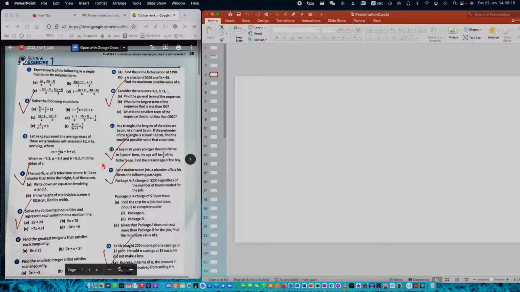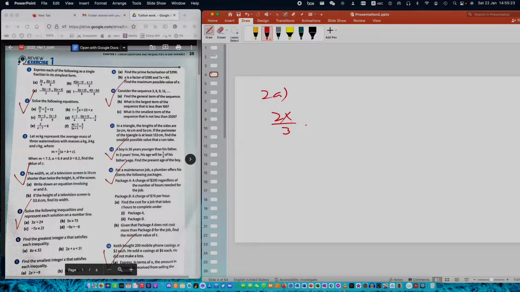So the first question is 2x over 3, plus x over 5, equals 13. I think there are a few methods to solve this. One of the methods I prefer is always to make the denominator the same, right? Am I right? Why?